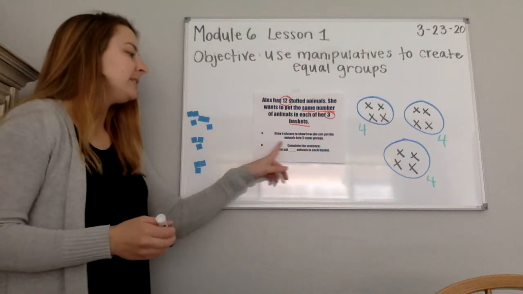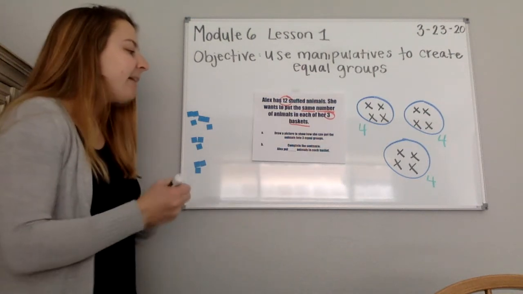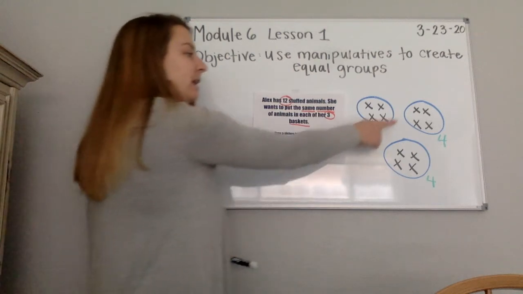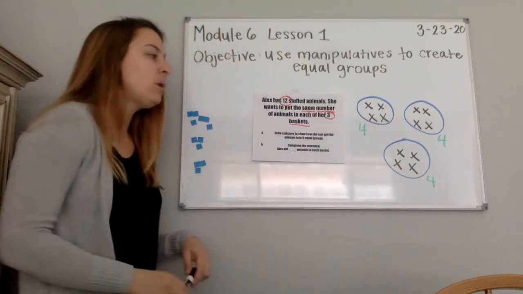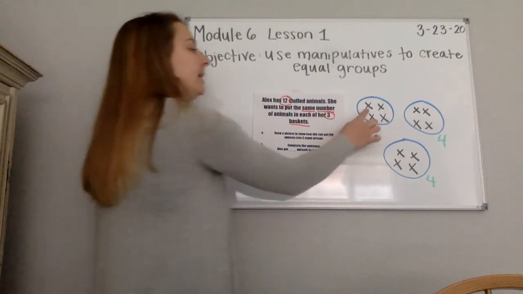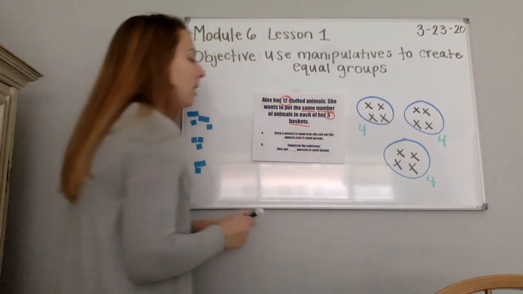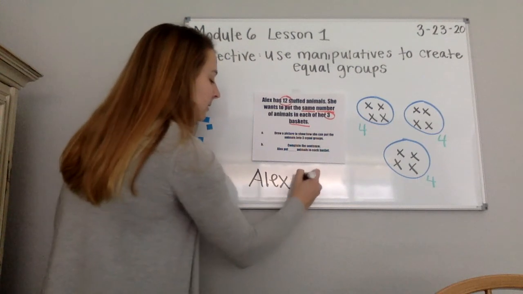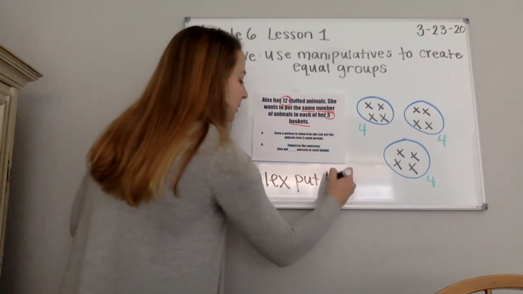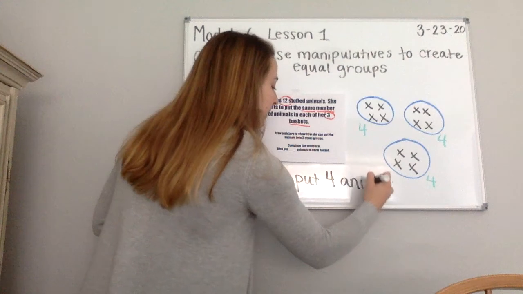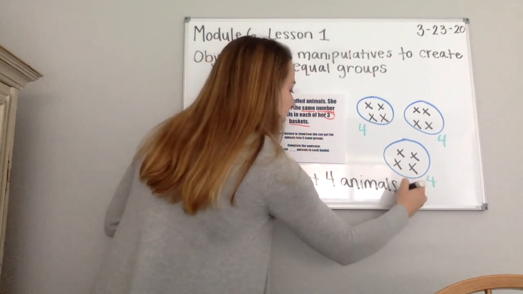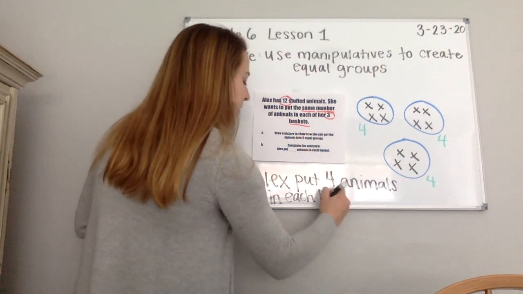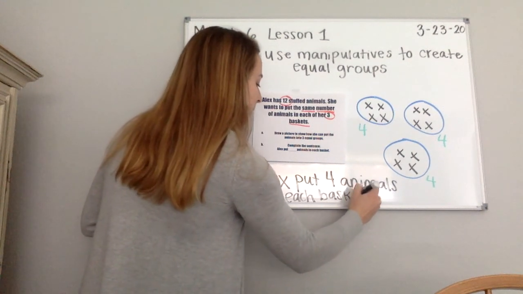Moving on to part B, it says complete the sentence. Alex put blank animals in each basket. I can go ahead and look at my model of what I drew. I can look at a basket and I can count 1, 2, 3, 4. I can fill in my sentence with: Alex put 4 animals in each basket.